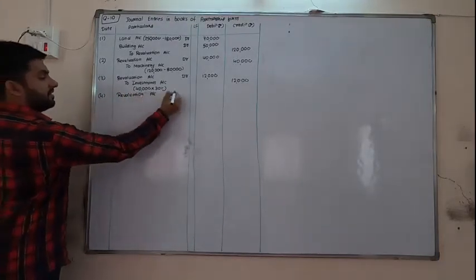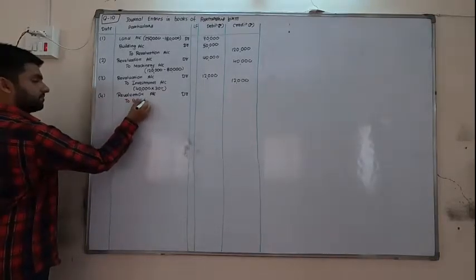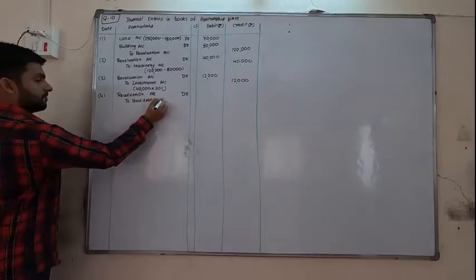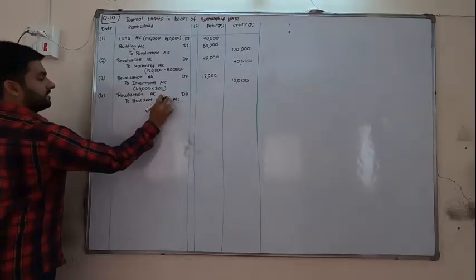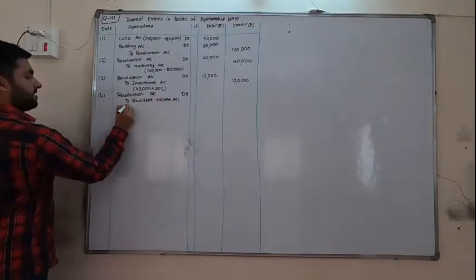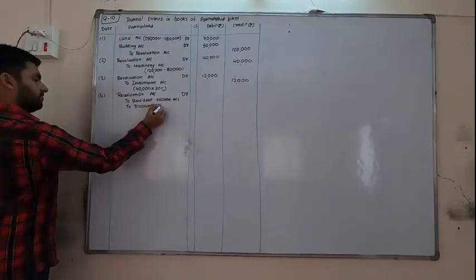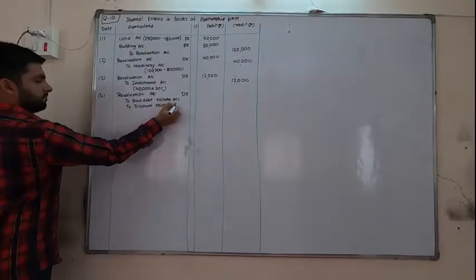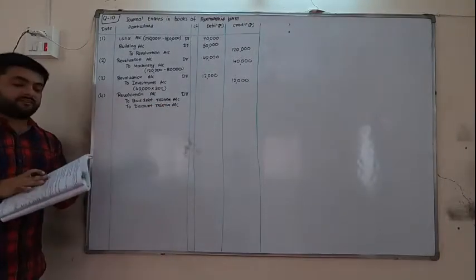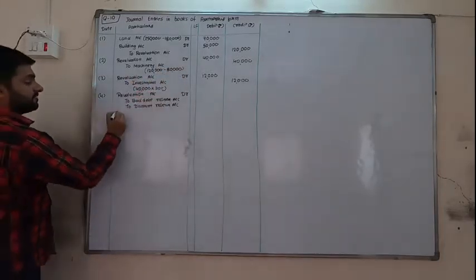So revaluation account debit to bad debt reserve account and to discount reserve account. Now friends, we need calculation for it. Okay. As we are doing in final accounts.